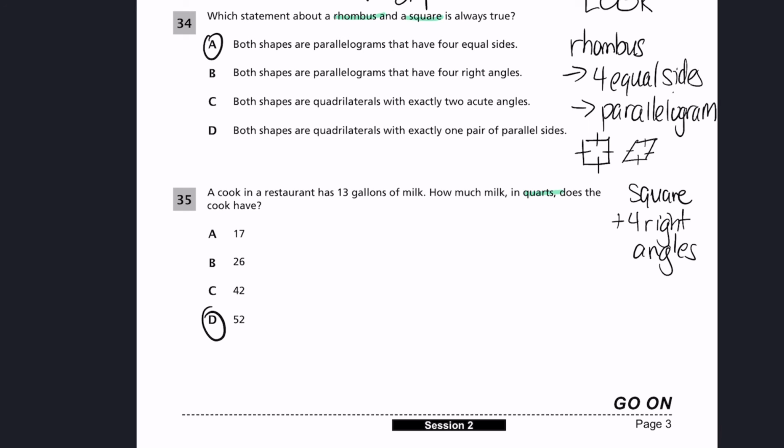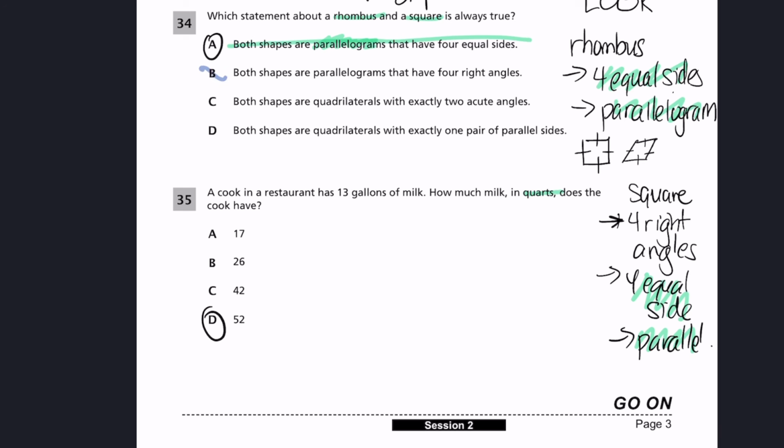So what's true for both are the 4 equal sides and the parallelogram. Okay, so that's what I'm looking for in this answer. And that's what you have here in A. They're both parallelograms and 4 equal sides.